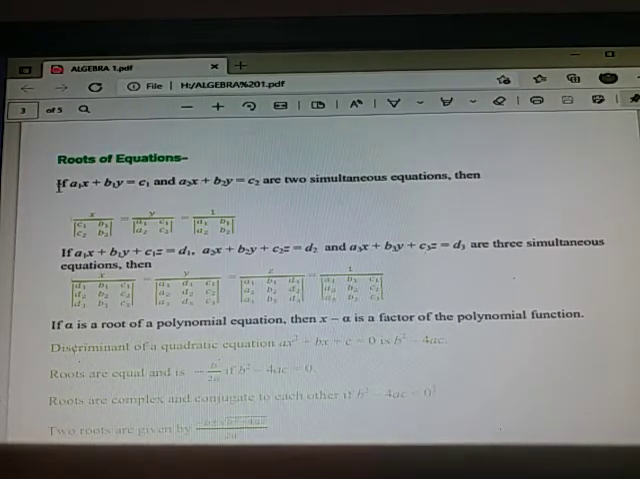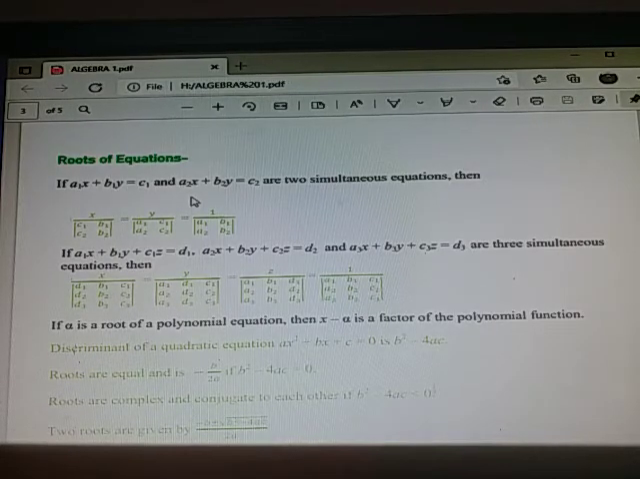And this one is roots of equation. This is a simultaneous equation, a1x plus b1y plus c. I am just reminding you. So the solution we have is like this. This is equations in three variables. This is Cramer's rule, we are applying these things. To solve this, these are the formulas you go through.